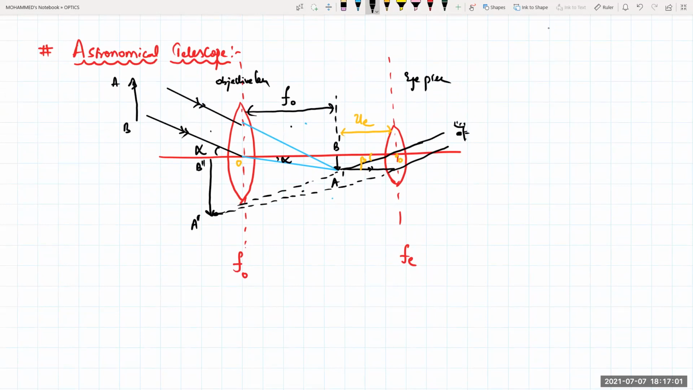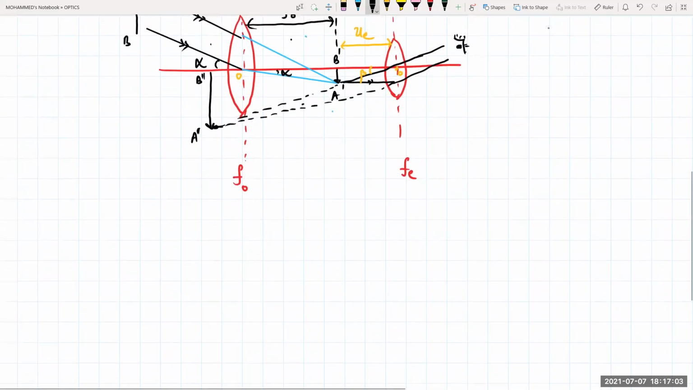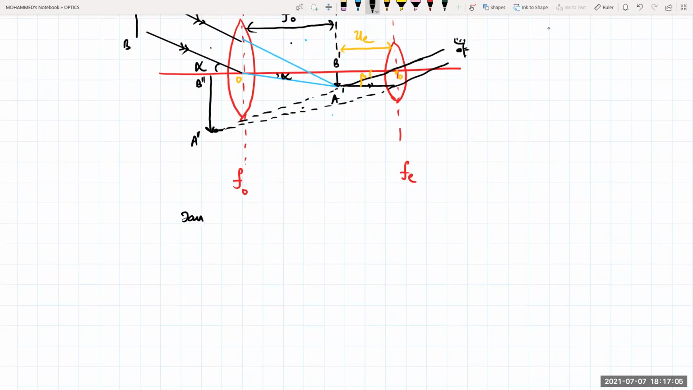So now calculate the values of tan alpha and tan beta. Tell me what is tan alpha from the given figure. Tan alpha is equal to, the angle is very, very small, A dash B dash here in this triangle O B dash A dash, divided by the focal length, that is nothing but F naught. Since the angle is very small, alpha is equal to A dash B dash divided by the focal length F naught. Clear?